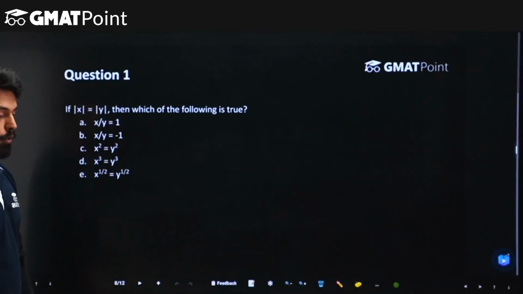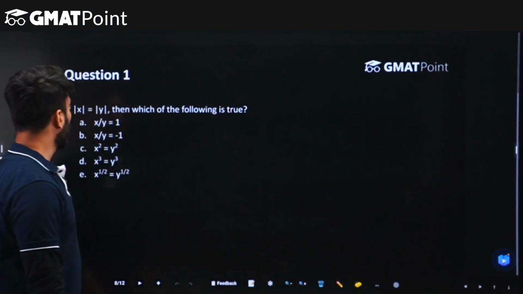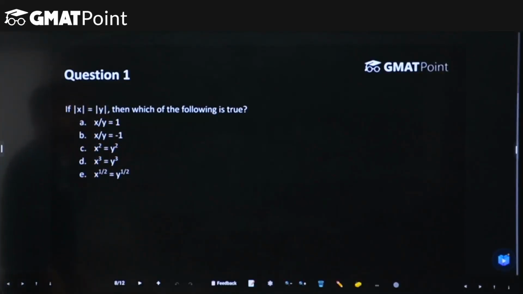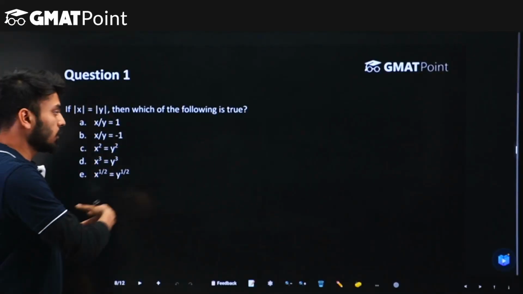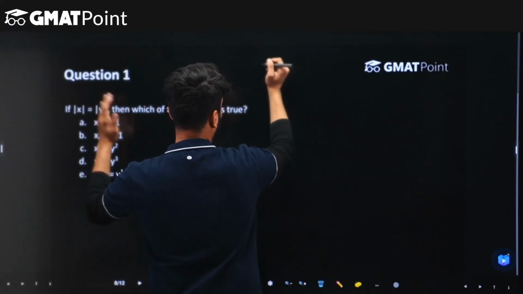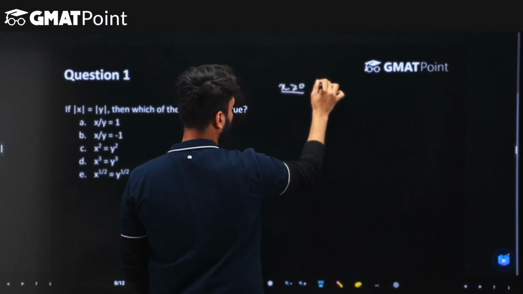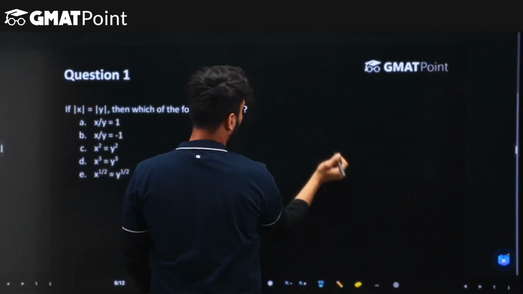Now, we'll look at some questions. So, for the first question, we have if mod of x is equal to mod of y, which of the following is true? First of all, we'll start making cases. Again, we have two absolute value functions. So we'll have x greater than equal to 0 case. Actually, we'll have four combinations.